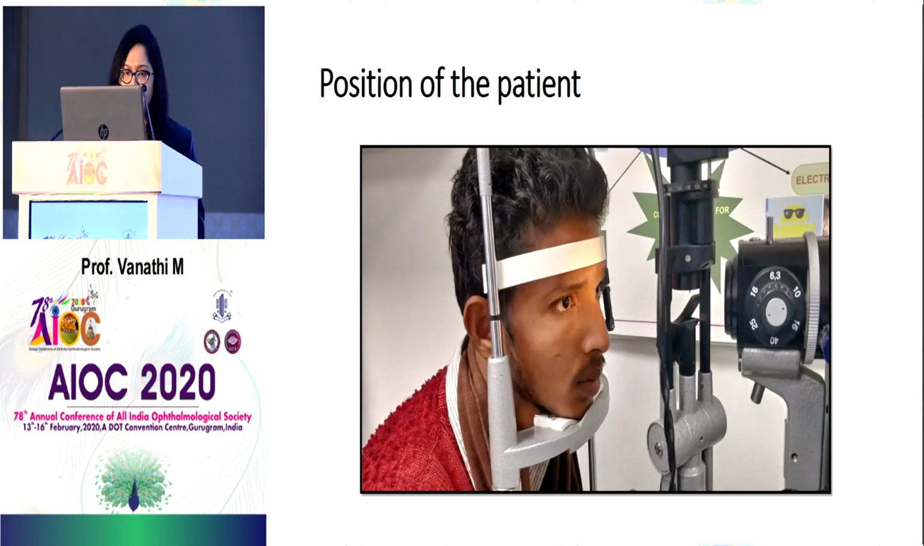Now coming to positioning of the patient, this is very, very important. Here you can see the forehead is approximated with the headrest, and the chin is nicely opposed here, and you can see one canthal alignment mark. This is very, very important. This canthal alignment mark should be nicely opposed with the lateral canthus.